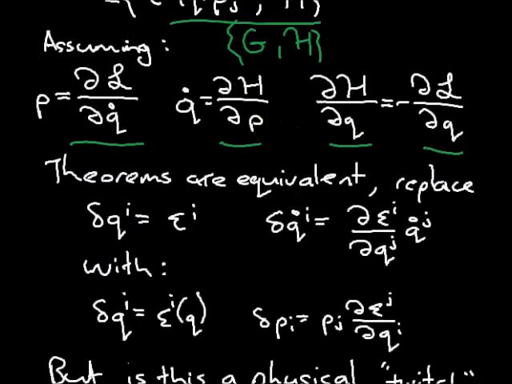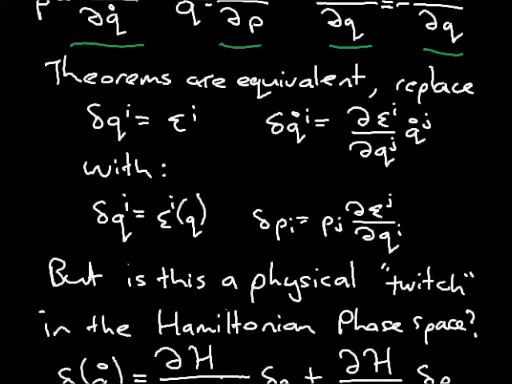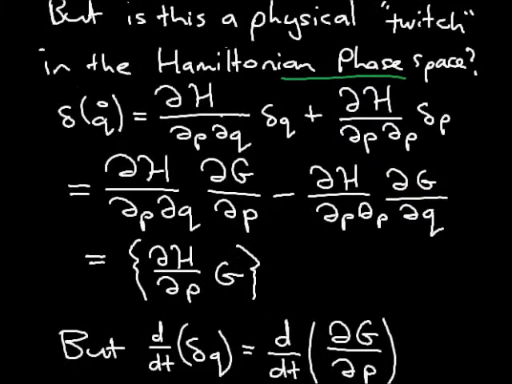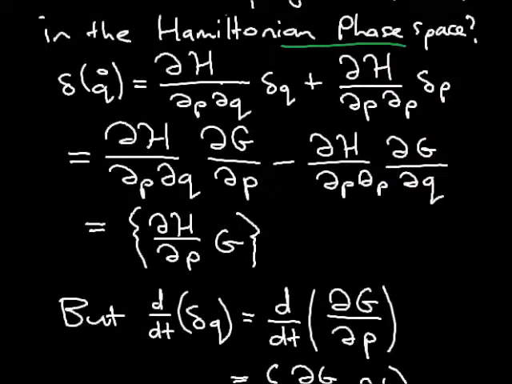In the old statement of Noether's theorem, the Lagrangian statement, the change in q dot is obviously the derivative of the change in q, which is epsilon. It's not so clear that the change in momentum here is consistent with epsilon in this way. Is it consistent? Well, q dot is dH/dp, so the change in q dot is actually the Poisson bracket between dH/dp and the generator G.